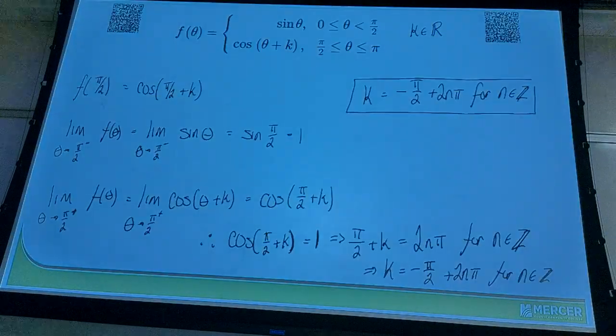The instructions did say value or values, so it didn't ask for just one value. You have to actually list them all, and that listed them all. Why does it start off with negative? Because pi over 2 plus K has to be a multiple of 2 pi, so subtract pi over 2 from both sides. I wrote it in that format because that's the standard format for coterminal angles.